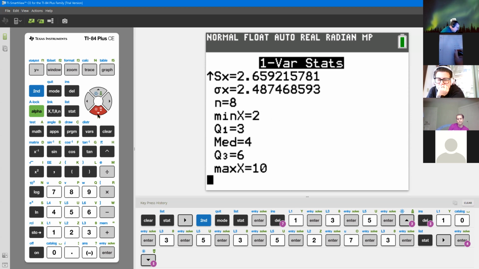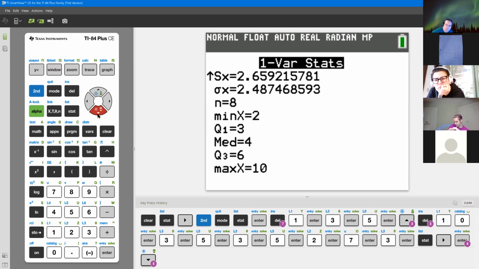It's got a minimum of 2. The Q1 is 3. The median was 4. The Q3 was 6. And the maximum was 10. Quick question. What does the Q1, like the Q, stand for? Q stands for quartile 1.